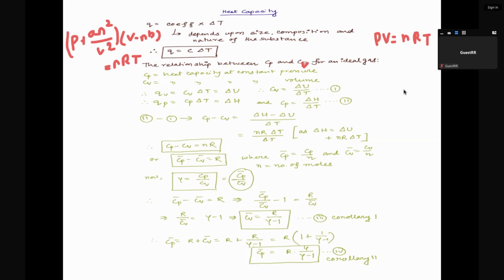So now we are dealing with two different equations, Cp and Cv. In the first case, we have qV, the heat transferred at constant volume. So qV will be Cv into delta T for a temperature change of delta T. And the heat absorbed at constant pressure is qP, which is Cp into delta T. As you know, Cv into delta T is nothing but delta U, the change in internal energy, and qP, which is Cp into delta T, is equal to delta H, the change in enthalpy. So from these two equations we get Cv equal to delta U by delta T, which is equation 1, and Cp equal to delta H by delta T, which is equation 2.